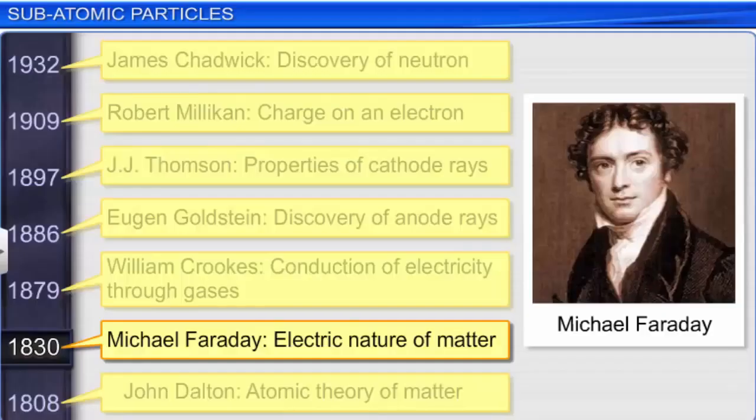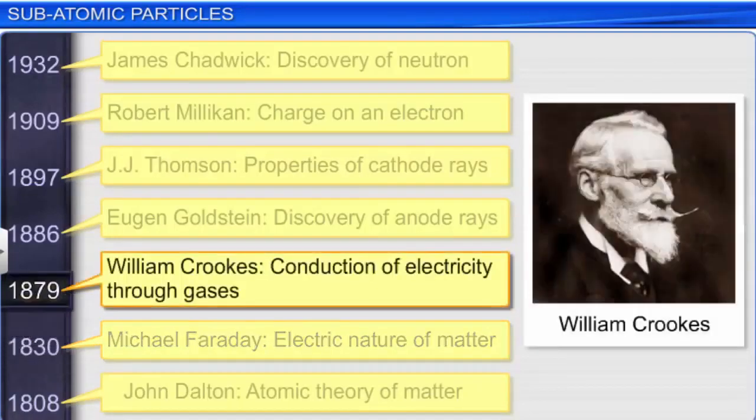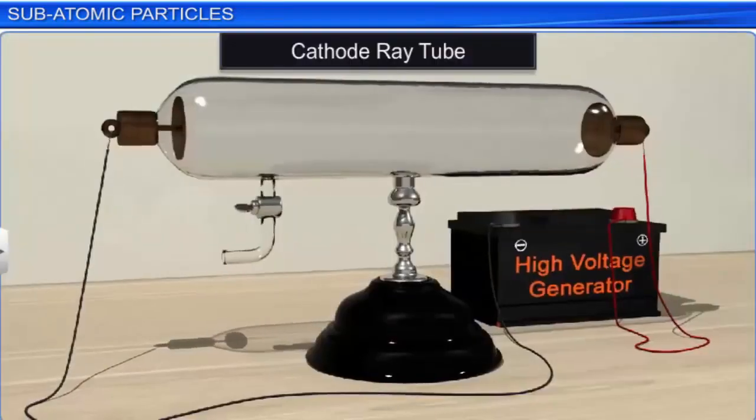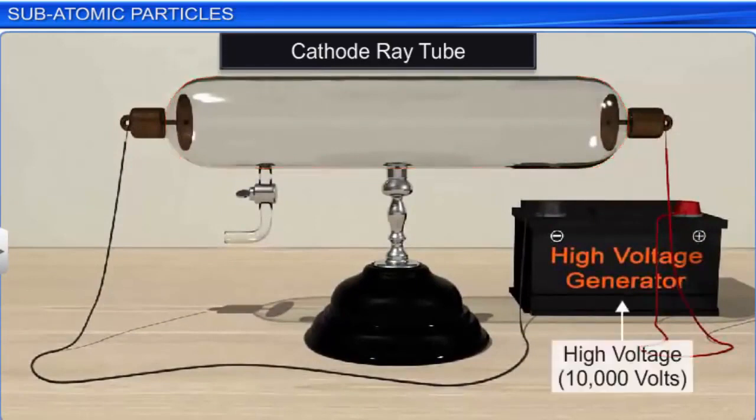The structure of an atom, however, was demystified only when William Crookes conducted experiments to study electrical discharge through gases in 1879. The apparatus used for his experiments consisted of a glass discharge tube, now called cathode ray tubes or Crookes tubes, and a high voltage source of 10,000 volts.